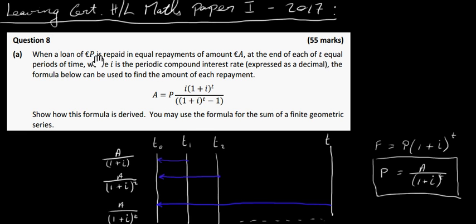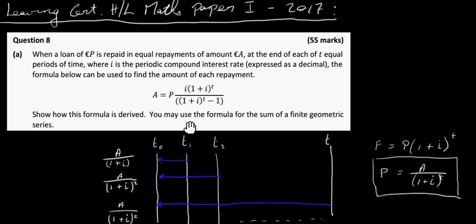So we're told that when a loan of P euros is repaid in equal repayments of amount A euros at the end of each of T equal periods of time, when I is the periodic compound interest rate expressed as a decimal, this formula can be used to find the amount of each repayment. So we've got to derive this formula. So we're going to use the sum of a finite geometric series.